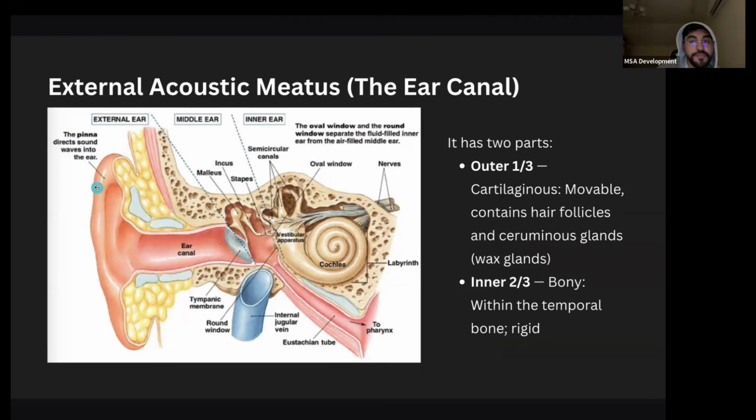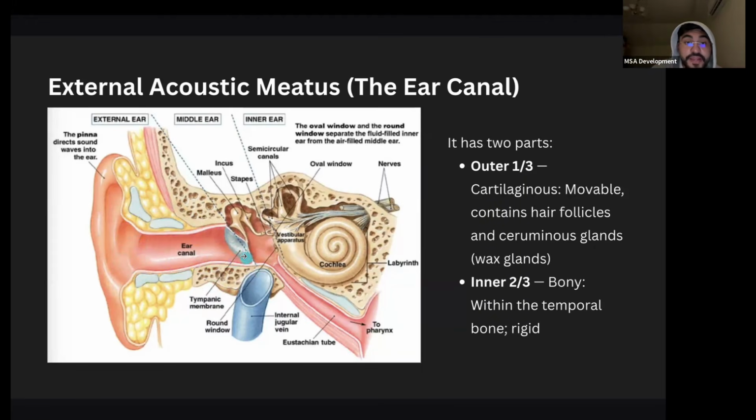As you can notice, the outer 1/3 of your ear canal is made of cartilage, and the inner 2/3 is bony, within the temporal bone. And this is your ear canal right here, within the temporal bone. So this is the inner 2/3, this is the outer 1/3. All the way from the concha to the tympanic membrane makes your external ear.